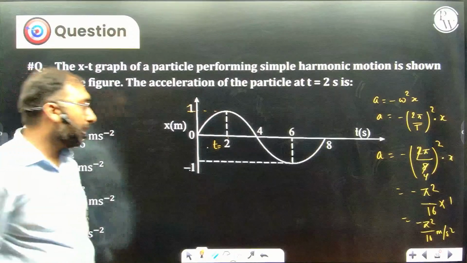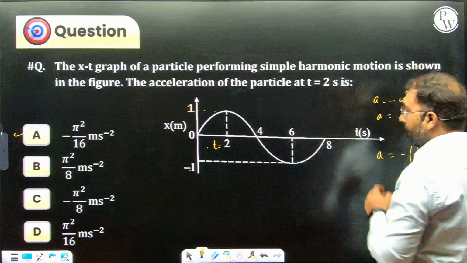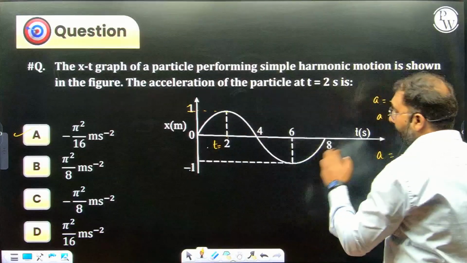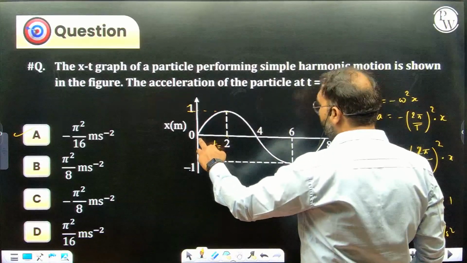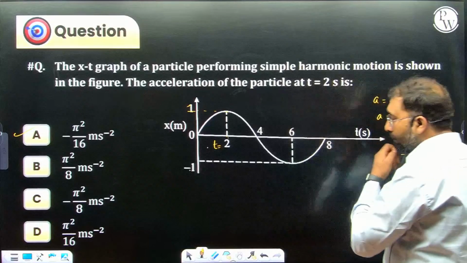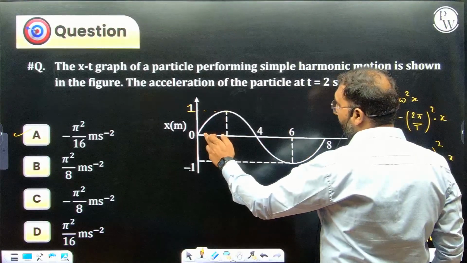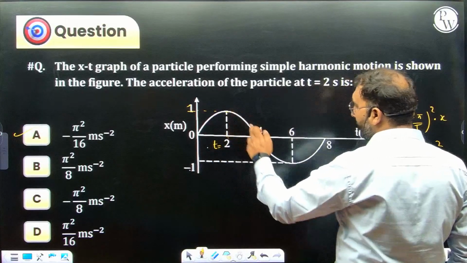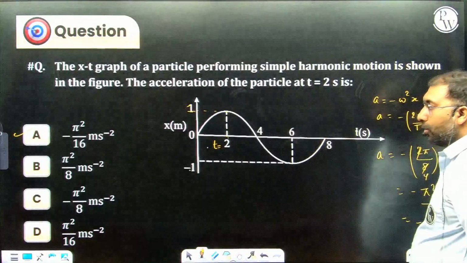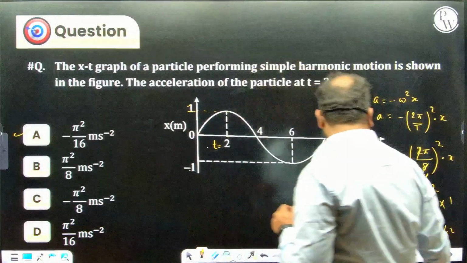So I hope this is clear. By just looking at the graph, we can figure out that the particle is performing SHM, and it starts from t equals 0, where the position of the particle is x equals 0. As the time increases the position changes to 1, then it again becomes 0, then it becomes minus 1, and again it becomes 0. The particle comes back to its original mean position. Okay, coming to the next question.